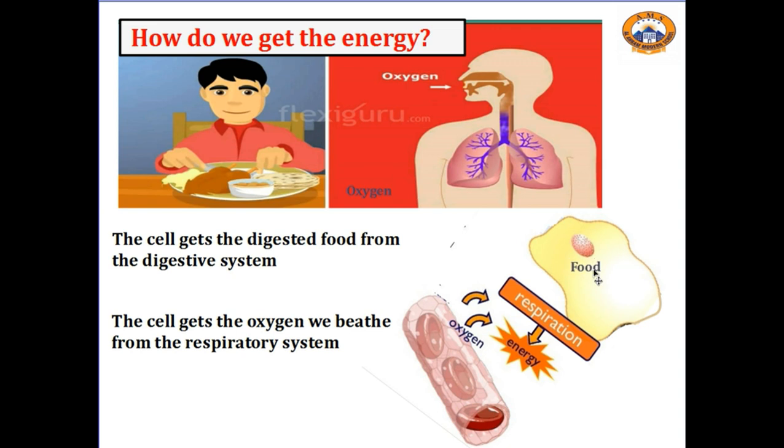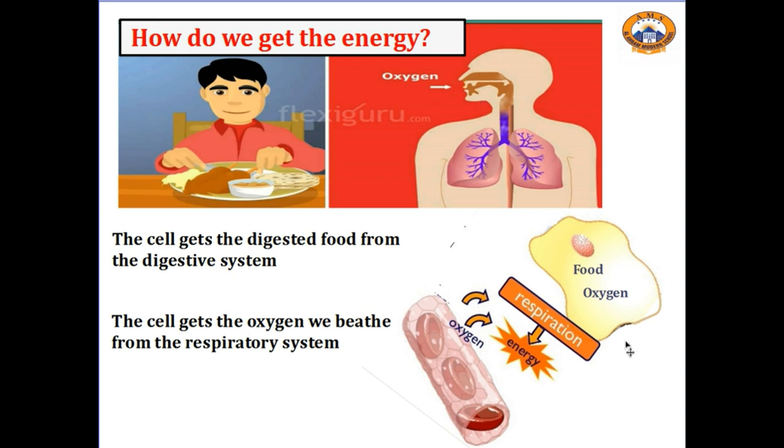Okay, so now your cells contain food. Can the cell produce the energy now? No, not yet, because something is missing inside the cells. That's the oxygen. The cell must contain both food and oxygen in order to produce the energy. Okay, so the digested food comes from the digestive system. From where does the oxygen come? It comes from another system, which is today's lesson. This is the respiratory system.